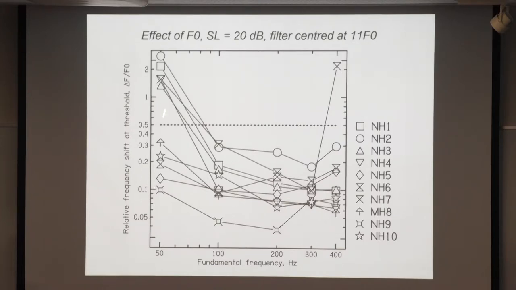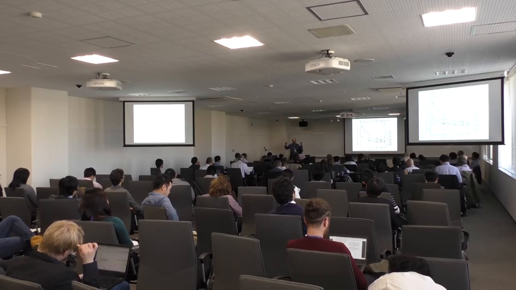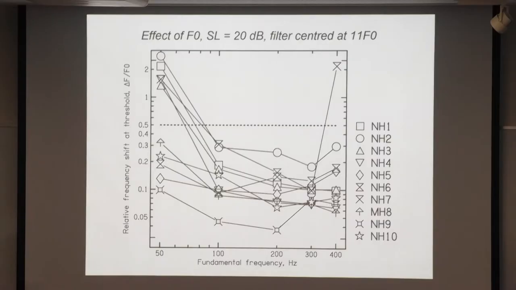And also, some subjects can't do it when you have a very low fundamental frequency, and that may reflect difficulty of the auditory system of measuring accurately very long time intervals between nerve spikes. This is a question that other people have looked at, but there's evidence that the auditory system is not very good at measuring very long intervals between nerve spikes.